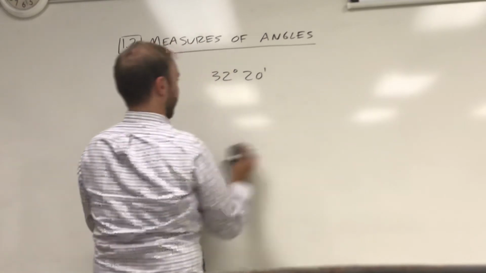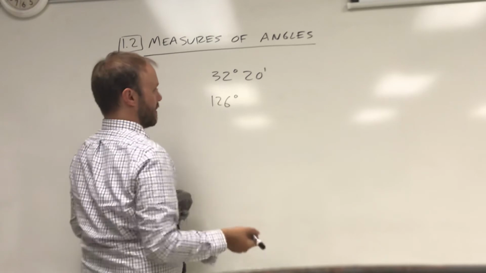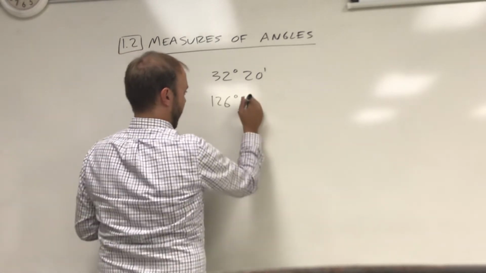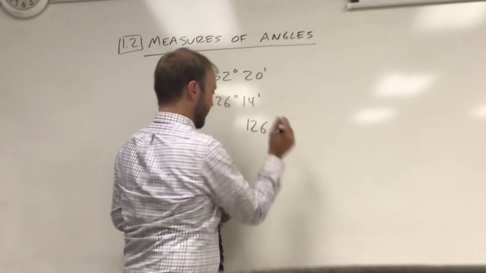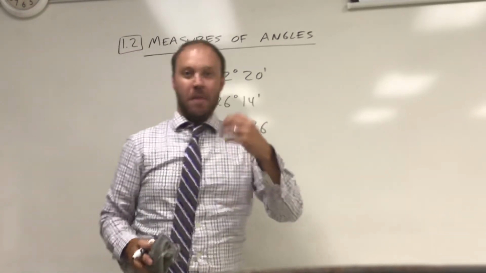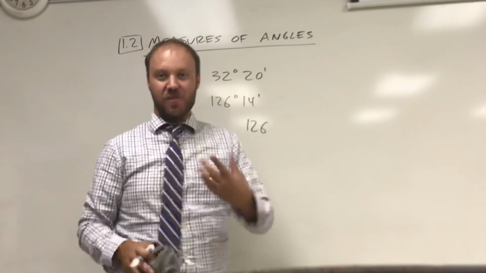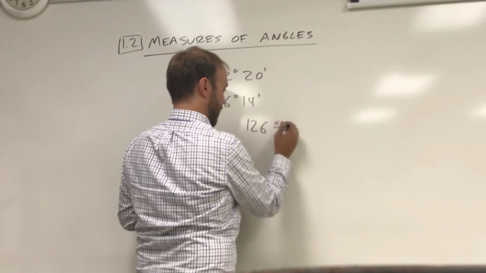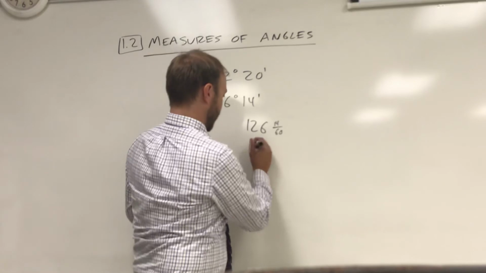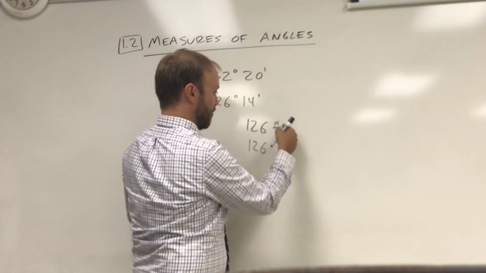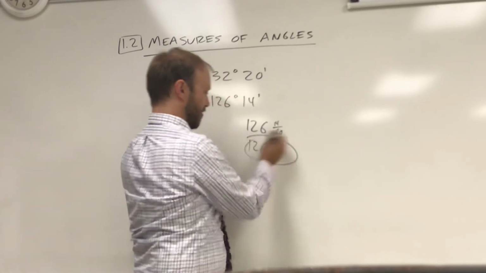Let's say I had something like 126 degrees, and let's say we do something like 14 minutes, okay? Same kind of thing. Whole number part's 126. We have 14 minutes out of a total of 60 minutes. We have this part out of a total of 60. So you just do part over whole, and again, always simplify your fractions, okay? So this is going to be 126. 2 divides out of both of those. That's going to be 7/30, okay? So 126 and 7/30 degrees.